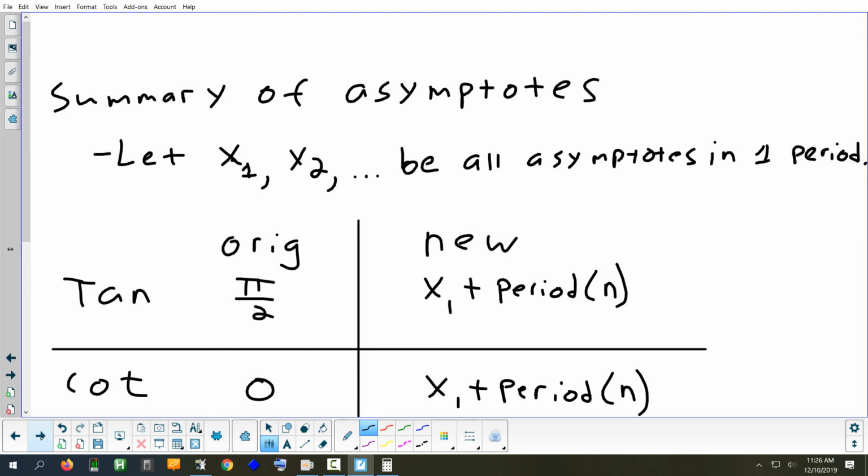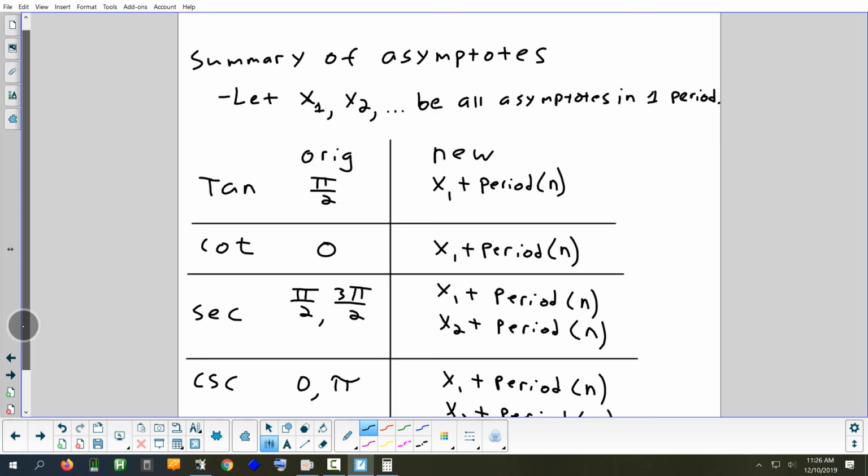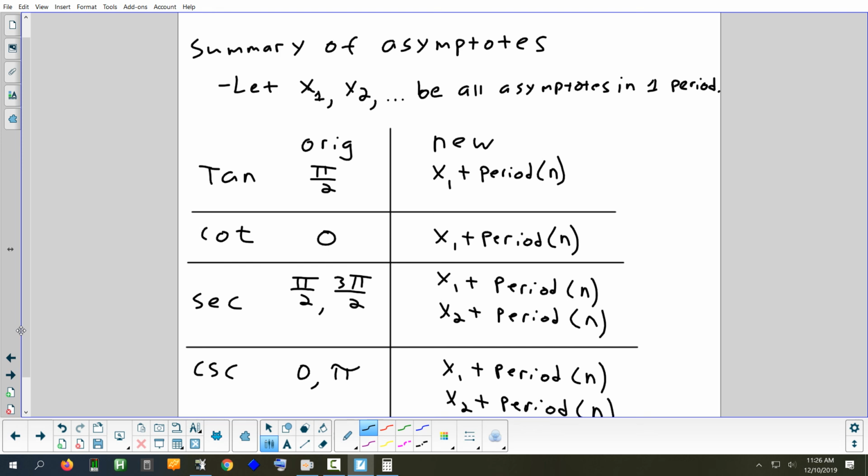So let's write down all the different asymptotes for each function we have. Tangent and cotangent only have 1 asymptote per cycle. I've given you the asymptote very close to the origin. Okay? Remember, there's infinitely many. I could give you any one you want, but you just need one. Secant and cosecant have 2 asymptotes per cycle.